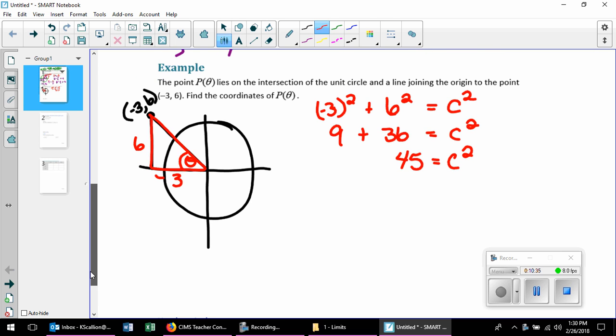Now, some of you may be tempted to leave it as root 45. Why would that make a teacher sad? It's not in the simplest form, right? So you need to simplify your radical here. That's a half mark deduction if you leave it like that. You remember how to simplify radicals? I feel like I write you a great deal. So 45, we're looking for the factors of 45 with the biggest perfect square in it.